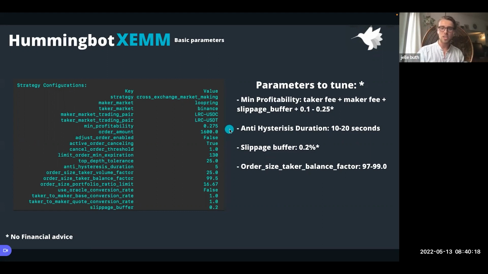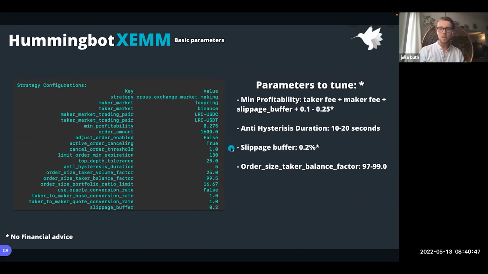And secondly, I change the anti-hysteresis duration to 10 to 20 seconds. What I talked about previously is that every 10 or 20 seconds, whatever you define this parameter at, it will check whether there's a better maker price available. Like I talked about, if you're placing a maker sell order and the price moves down, you're better off canceling the order and replacing it at a better level. It does this every 10 or 20 seconds.